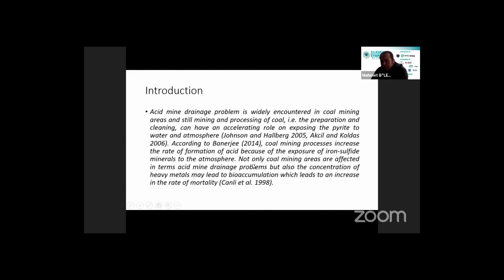Not only are coal mining areas affected in terms of acid mine drainage problems, but the concentration of heavy metals may also lead to bioaccumulation, which leads to an increase in the rate of mortality.